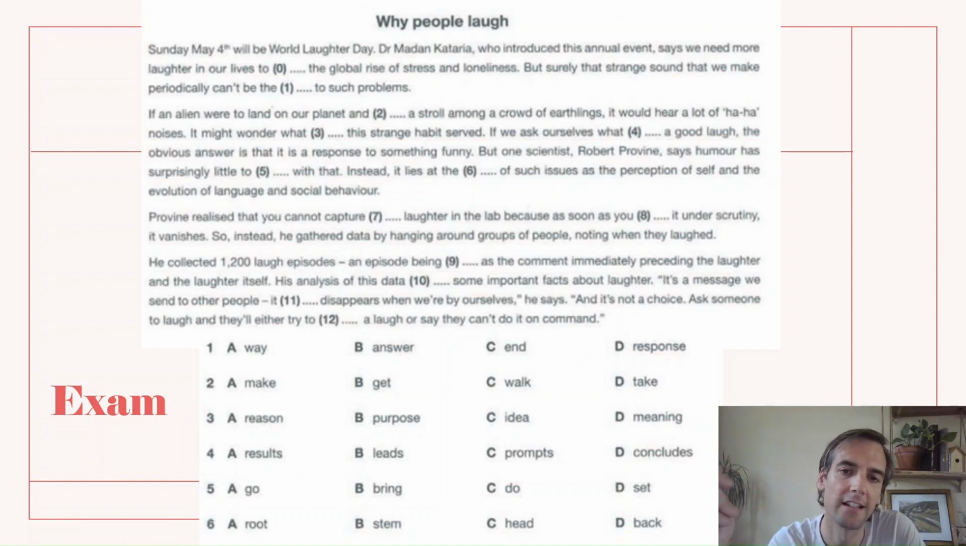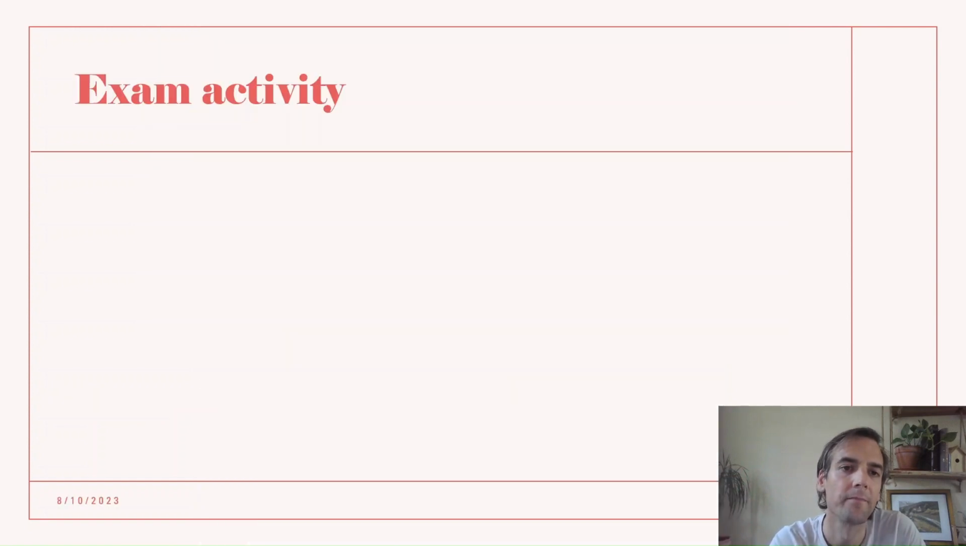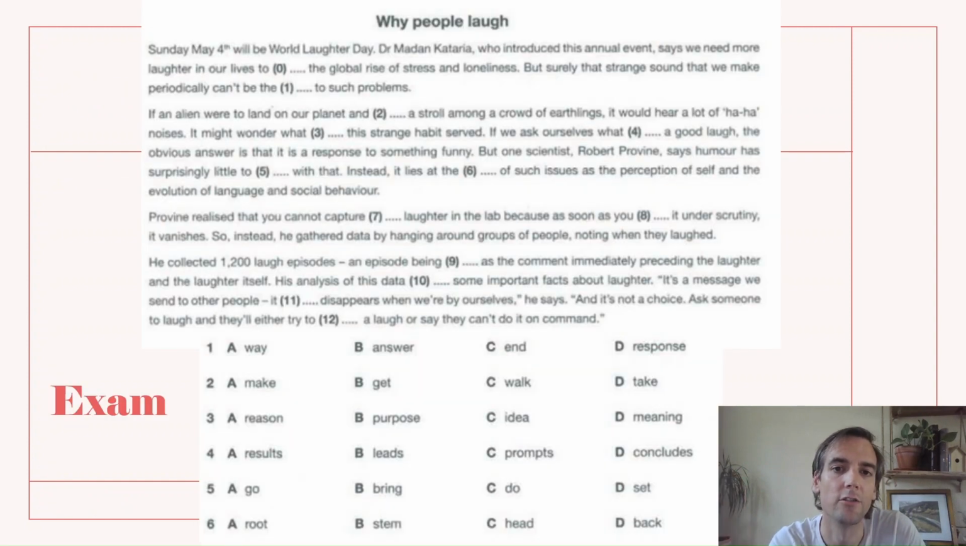And you've got the first 6 options here. And then we'll go through the answers. Number 1 is going to be answer. From the context, this is the answer to a problem. Laughter being the answer to the problems of stress and loneliness. You have an answer to a problem. Response sort of sounds possible, but response isn't a solution. And we're talking about a solution to these problems.